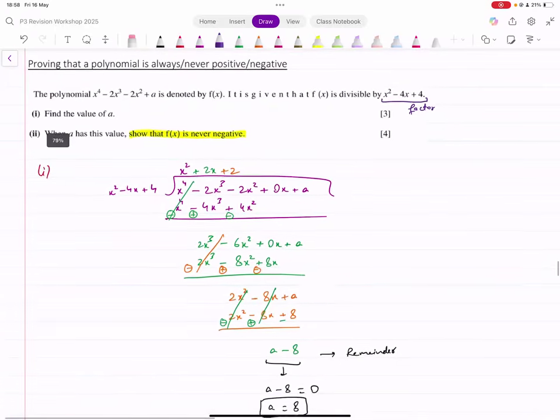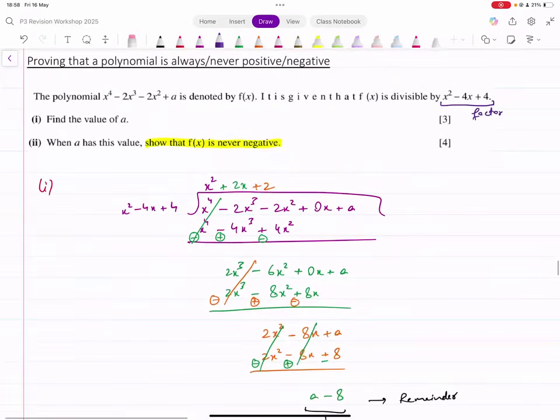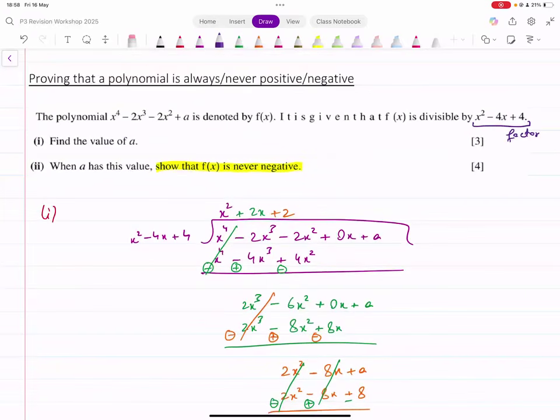This is the last major concept that you've got. Sometimes you have to prove that some polynomial is always positive or always negative or never positive or never negative, right? So these are 4 different cases that you could have. How would you approach problems like these?